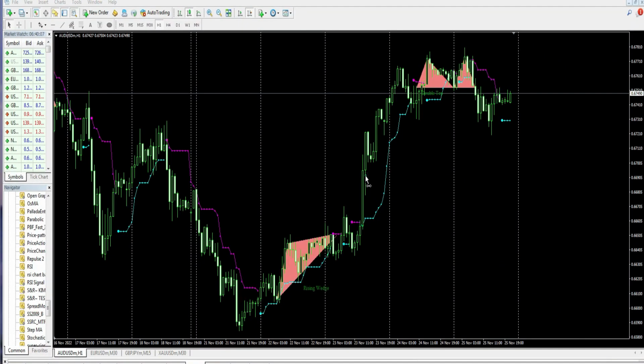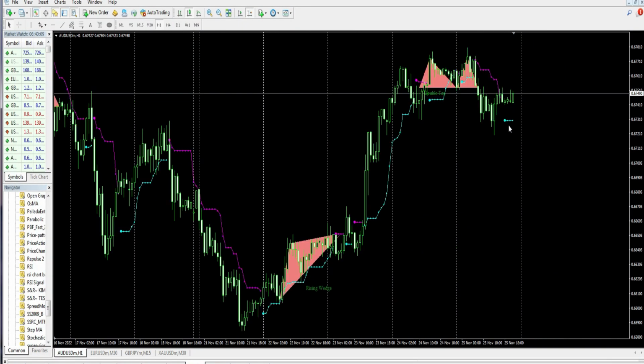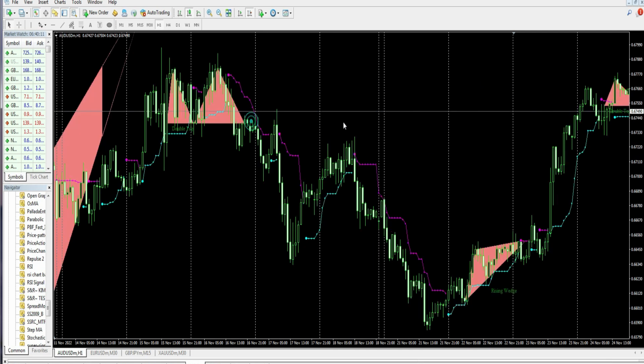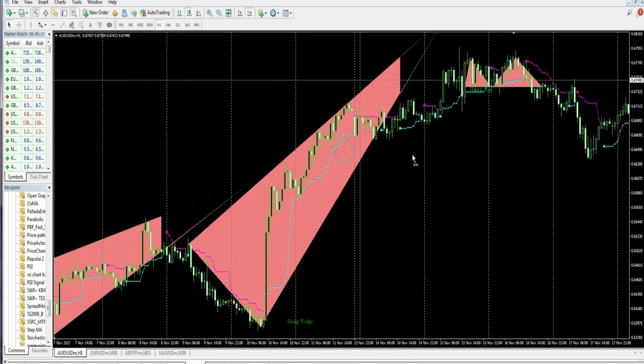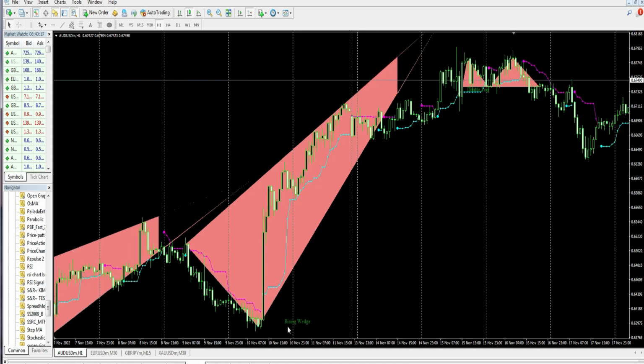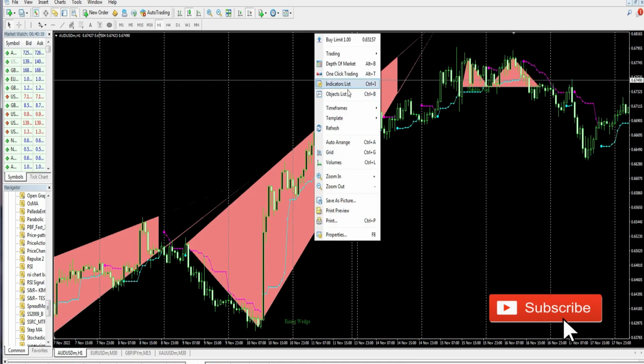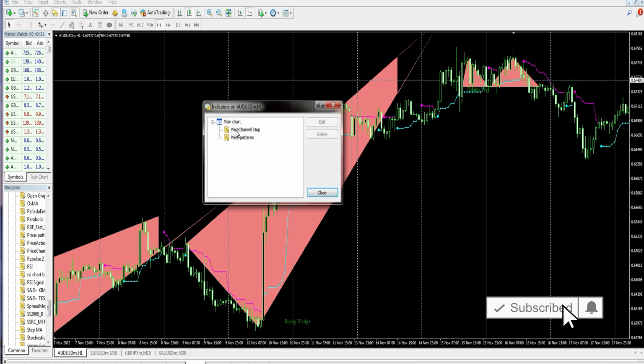A pin bar pattern consists of one price bar, typically a candlestick price bar, which represents a sharp reversal and rejection of price. The pin bar reversal, as it is sometimes called, is defined by a long tail. The tail is also referred to as a shadow or wick.